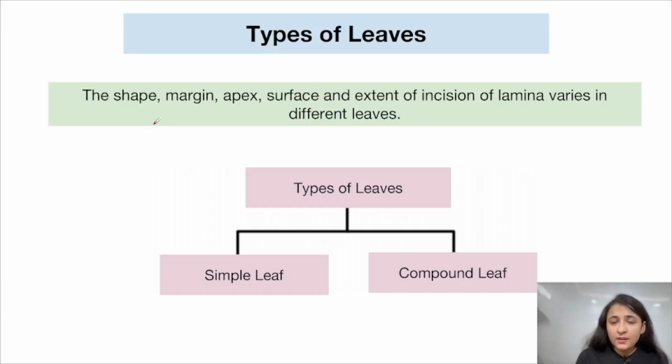Now the shape, the margin of the leaves, the apex, surface, and the extent of incision. Incision means the cuts present in the lamina. They can vary in different kinds of leaves. You'll understand more about it soon. So based upon the incision of lamina, the leaves can be divided into simple leaf and compound leaf.